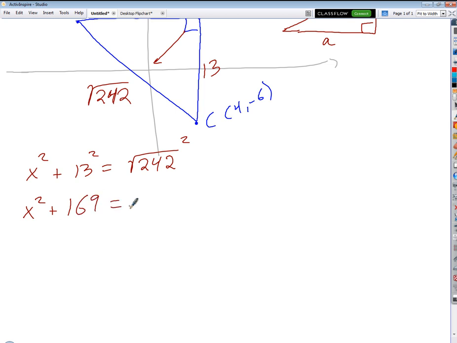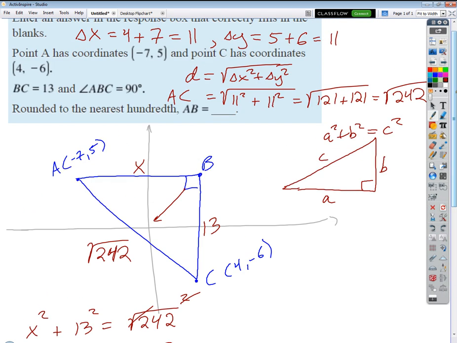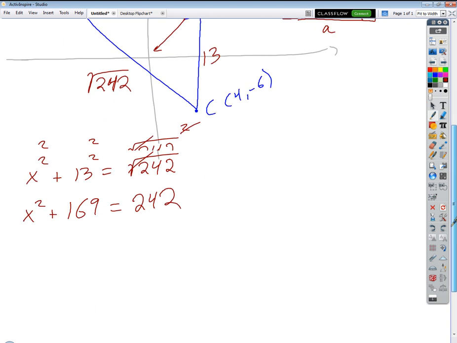Now, this is a weird one. What's the square root of 242 squared? 242. What's the square root of 91 squared? 91. What's the square root of 37 squared? 37. In other words, when I square a square root, they just cancel out, right? Okay, so these go away, and I just get 242. What am I trying to do again? Aren't I just trying to find X? Yep, that's the answer to this. That's the length of side AB, right? So I'm just trying to solve for X, and that's my answer.